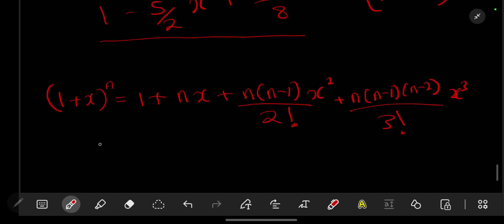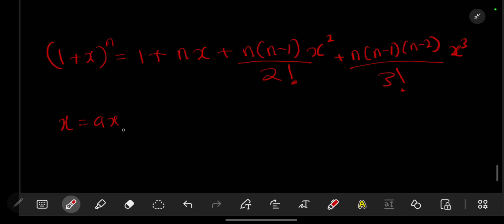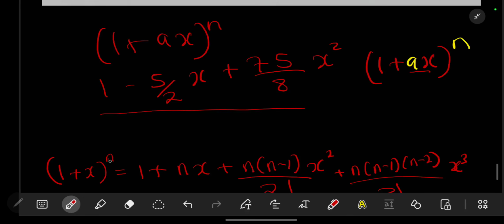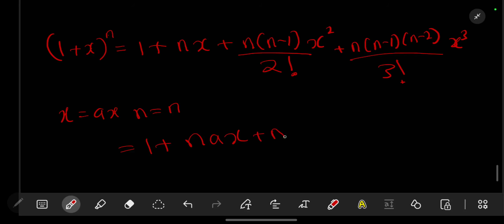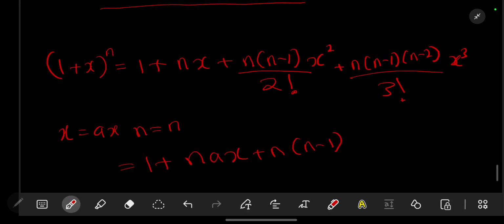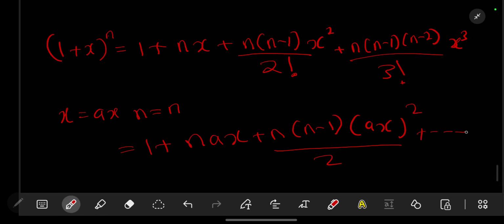Now using this, we are going to let our x be equal to ax, and our n is just n. So we are going to substitute: where we see x, we put ax. So we have 1 plus n times ax, plus n(n − 1), where there is x we put ax, so we square this over 2, plus dots.